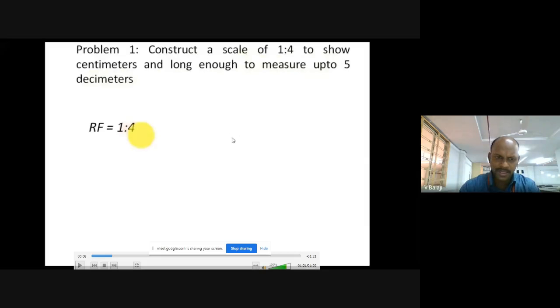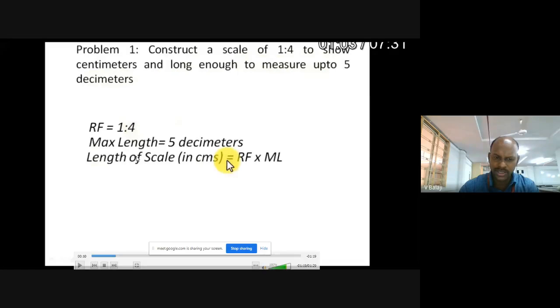Okay, now RF is given directly in the problem, 1:4. The next data given in the problem is the maximum length we can measure with the help of the scale, or long enough to measure up to 5 decimeter, which is given in the problem. So that is the maximum length. That is the customer requirement. Maximum length is equal to 5 decimeter. That is given in the problem. You need not do anything with the maximum length ML.